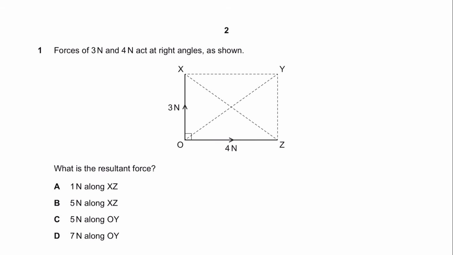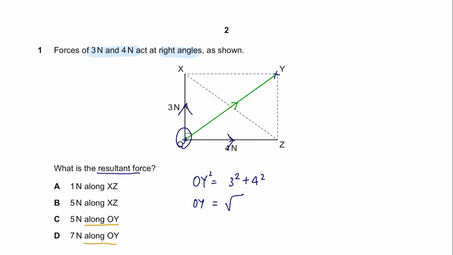Question 1. Forces of 3 Newton and 4 Newton act at right angles as shown. The question wants you to find the resultant force. If you have two forces acting at a right angle, using the method of parallelogram, you will get your resultant force from this angle to this angle. So this will be the direction of your resultant force, meaning that it's along OY. And as for the magnitude, we can use the trigonometry rule, giving us OY, the square root of 25, which is 5 newtons. So your answer is C.